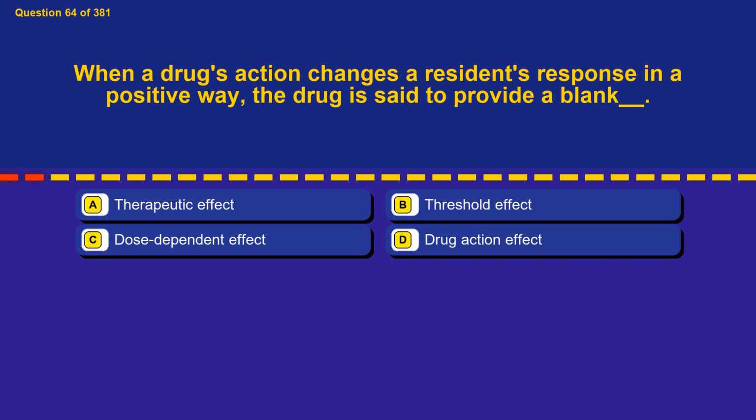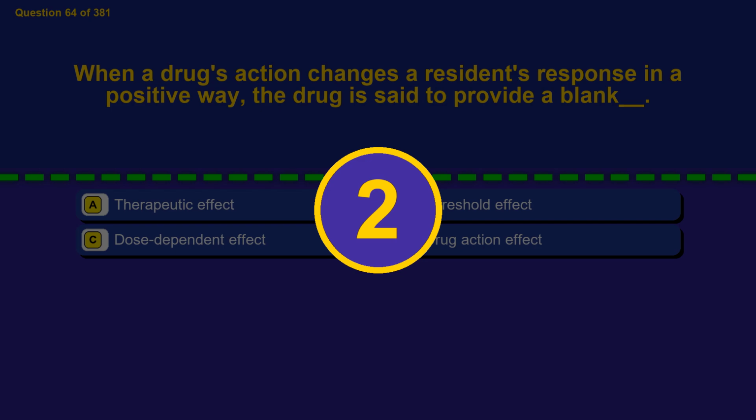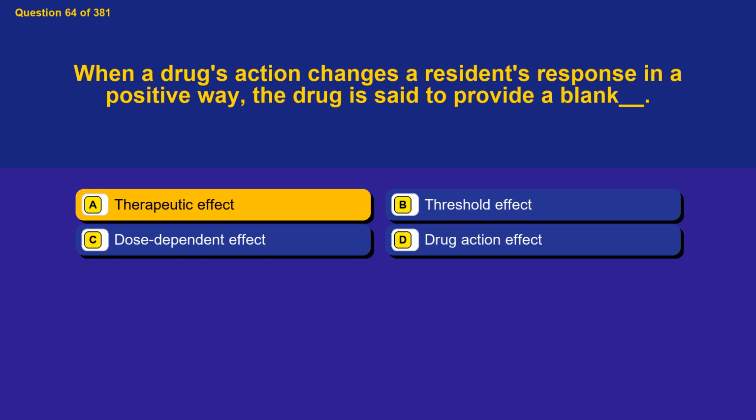Question 64. When a drug's action changes a resident's response in a positive way, the drug is said to provide a blank blank. Option A, therapeutic effect. Option B, a threshold effect. Option C, dose-dependent effect. Option D, a drug action effect. The correct answer is option A, therapeutic effect.